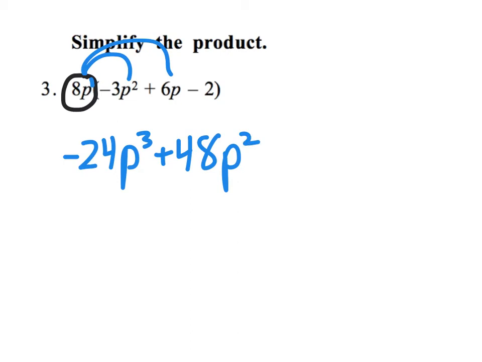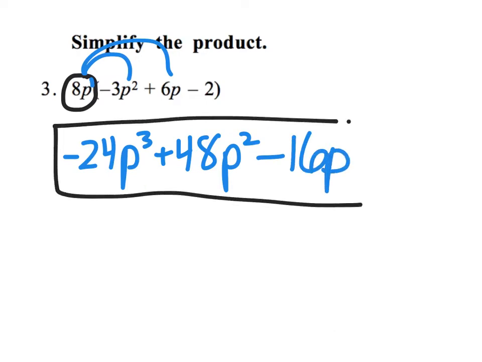My last one, 8 times negative 2 is going to be negative 16, and then we have the p. So your final answer would be negative 24 p squared, or p cubed, excuse me, plus 48 p squared minus 16p.